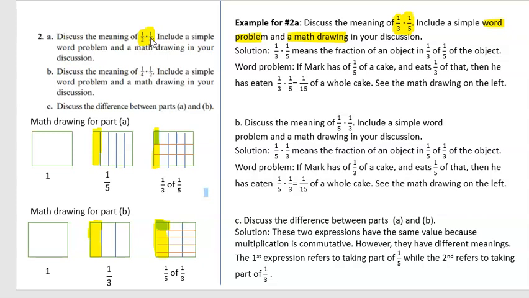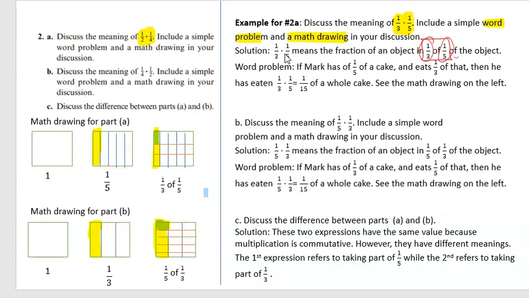The multiplication here means the word "of." So 1/3 times 1/5 means 1/3 of 1/5. When we take a portion of a portion, we do multiplication. Again, we're going to use the drawing to demonstrate why it's multiplication. We take a portion, 1/3, of 1/5. So it's a portion of a portion.